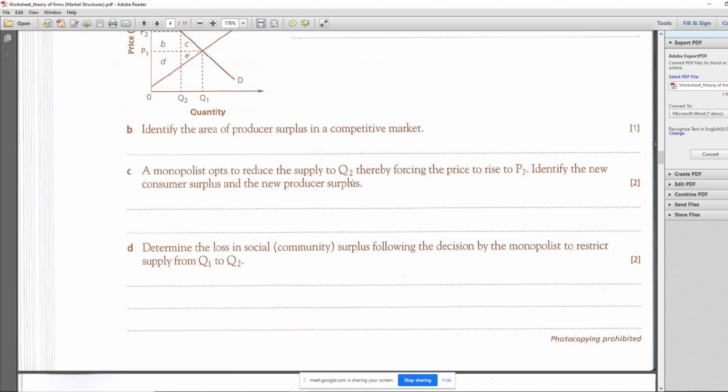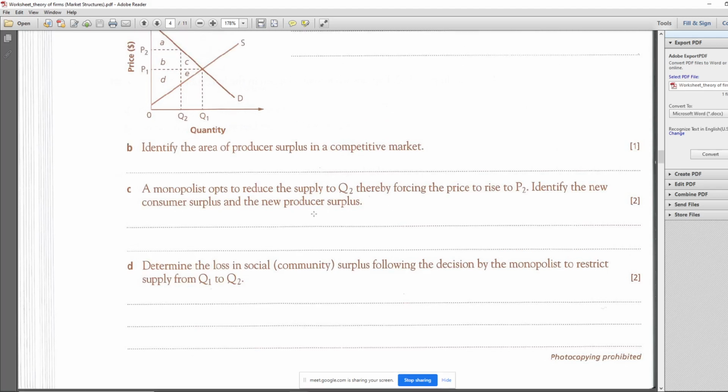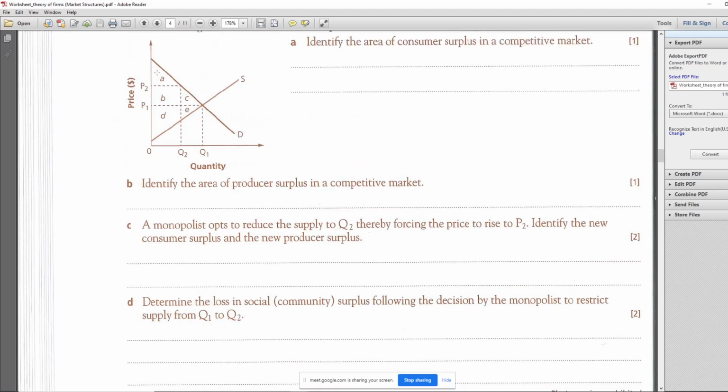If we are selling at Q2, where is the new consumer surplus? Very good. The new consumer surplus will become A. Because when you look at Q2, we are selling it at P2, so the consumer surplus will be this triangle here. And then the producer surplus will be B and D.